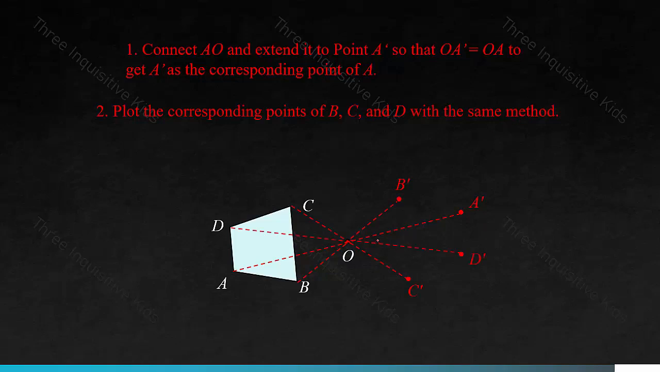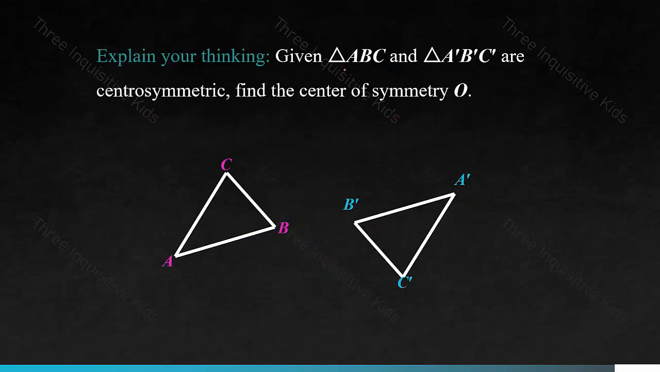So now we can see we have our points A prime, B prime, C prime, D prime. Now we connect them to result in quadrilateral A prime B prime C prime D prime. Given triangle ABC and triangle A prime B prime C prime are central symmetric, find the center of symmetry, which is O. So in our previous problem, we were trying to find the rotated figure. Now we're going to be going in reverse. How can you find the center of symmetry?